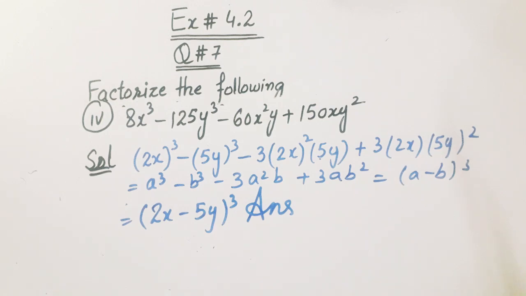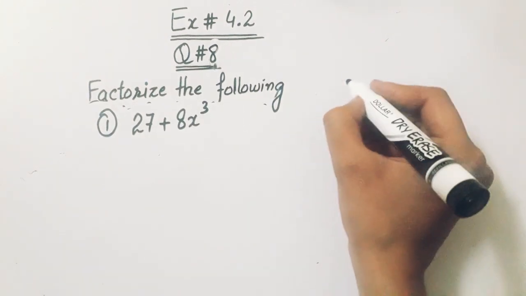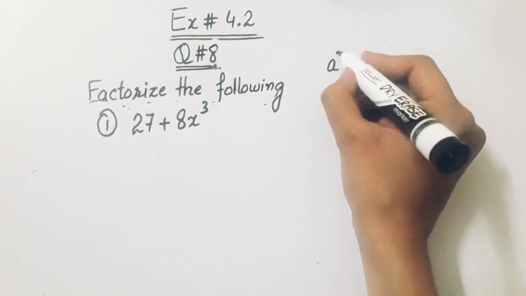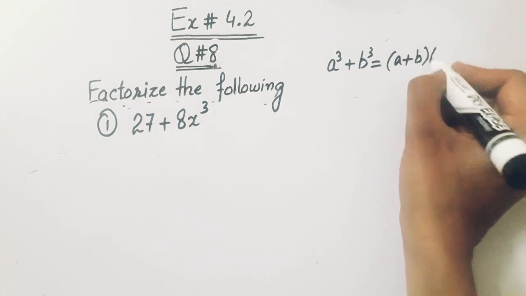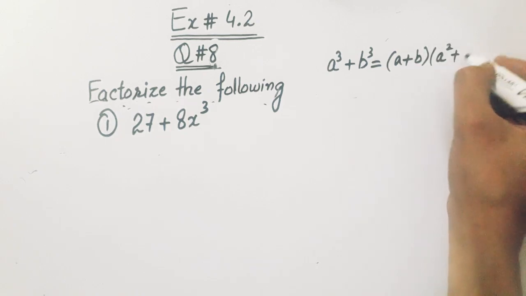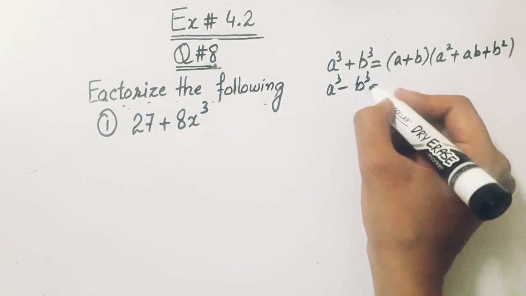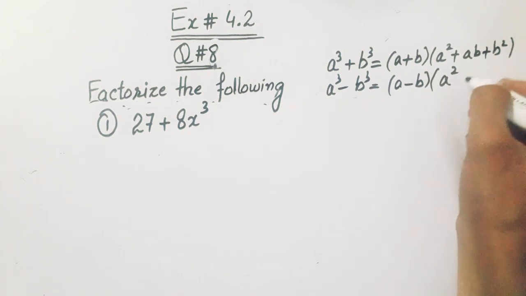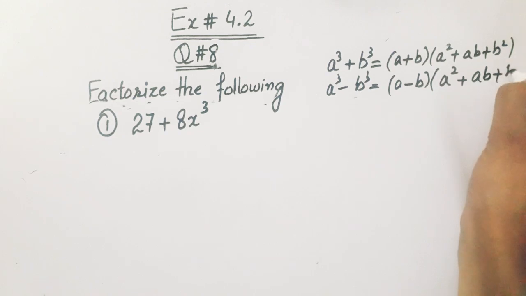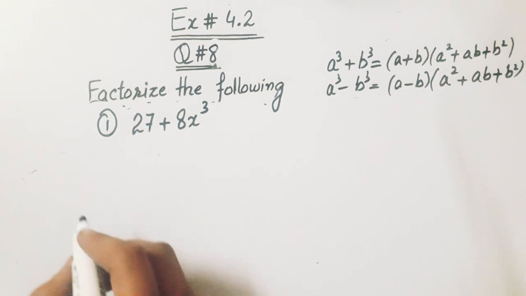Now we will start question number 8. Before starting question number 8, you should learn two important cube formulas, that are a cube plus b cube, which is equal to a plus b into a square minus ab plus b square, and a cube minus b cube is equal to a minus b into a square plus ab plus b square. These two formulas are used in question number 8.